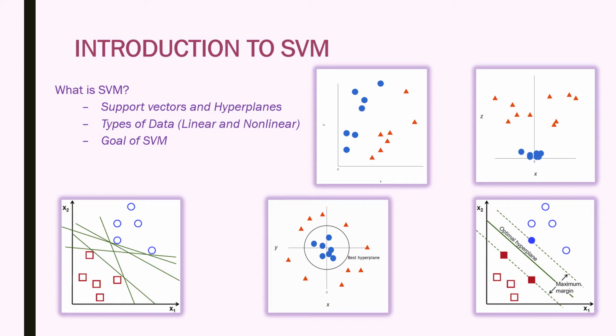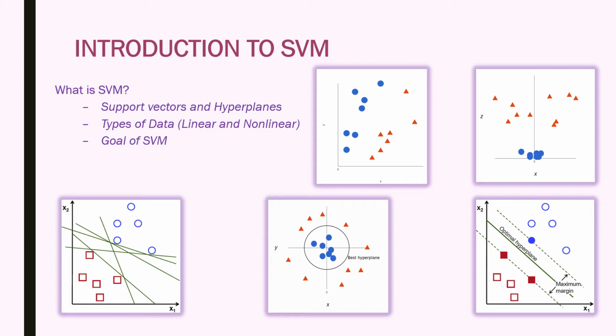And data can be linear and non-linear as well. Figure 1 is an example of linear data, and figure 2 is an example of nonlinear data. The objective of the support vector machine algorithm is to find a hyperplane in an n-dimensional space that distinctly classifies the data points. What is the dimension? Here the dimension refers to the variables or the attributes.